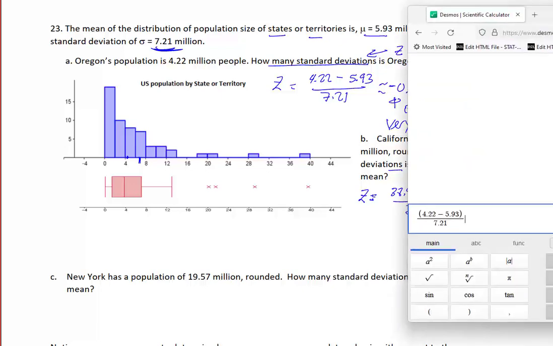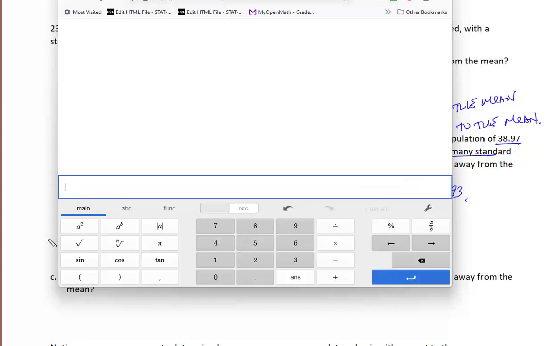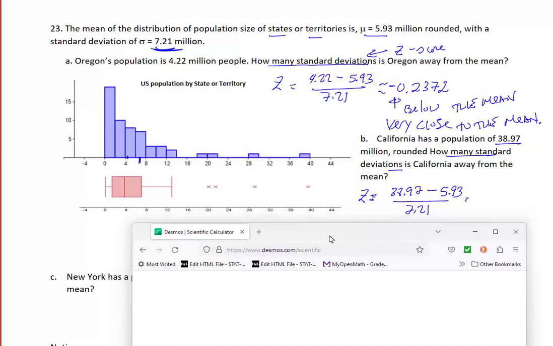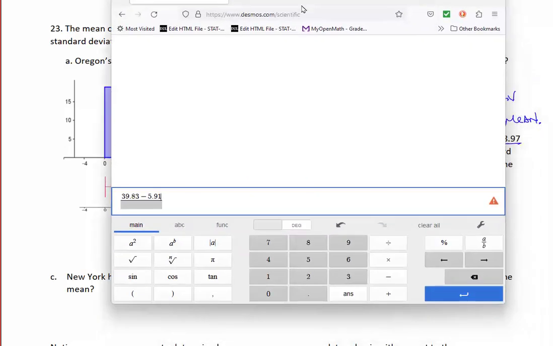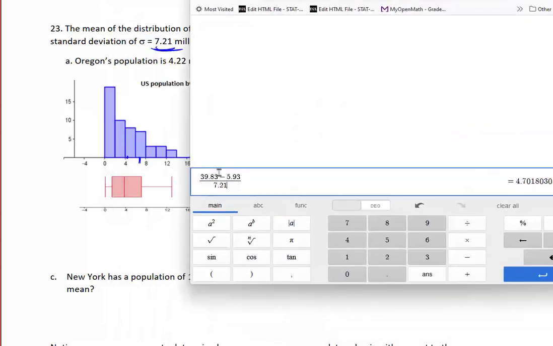All right, let's do this again. I'm going to clear this so you can see. I can click this little fraction button and it immediately pops a fraction. So I'm going to enter 38.97 minus 5.93. Let me just take a look. Divided by 7.21. Yep, 38.97.